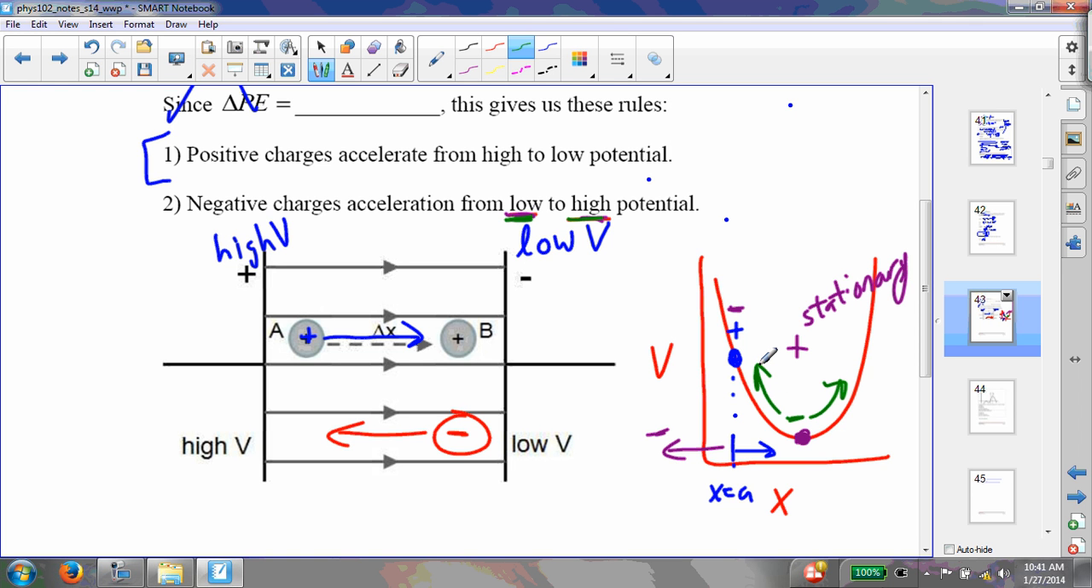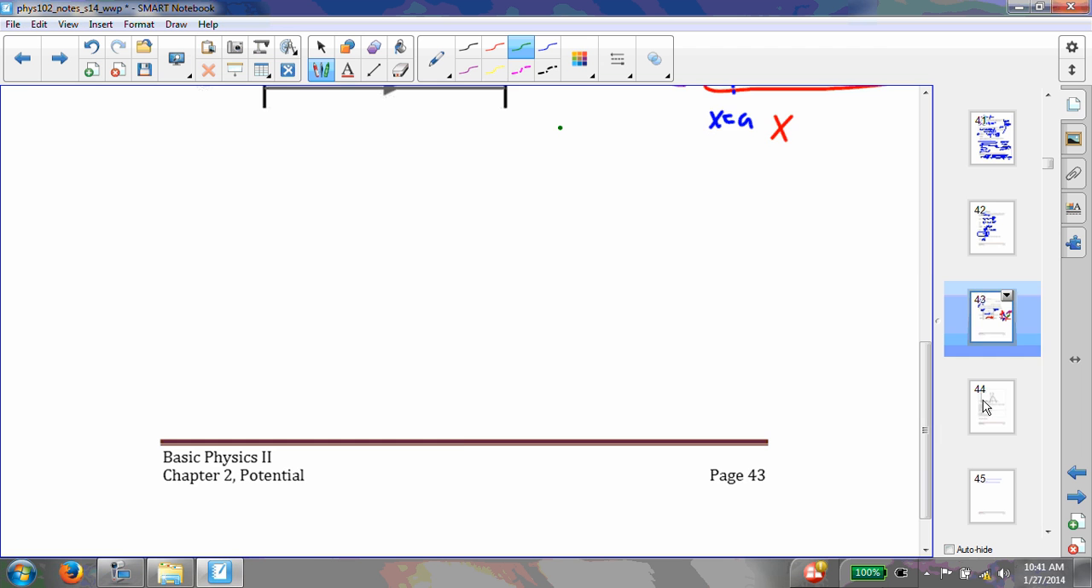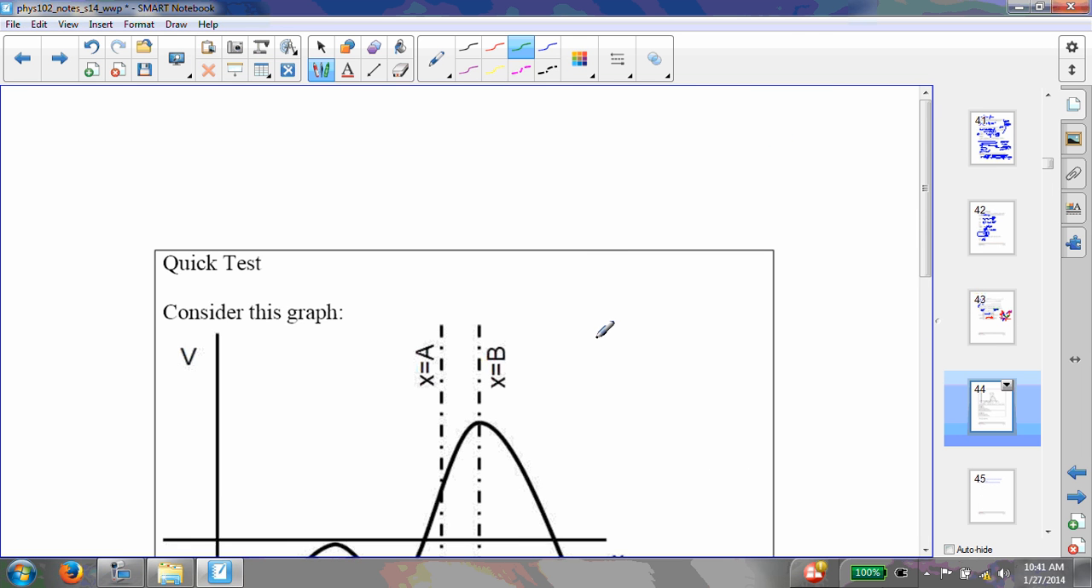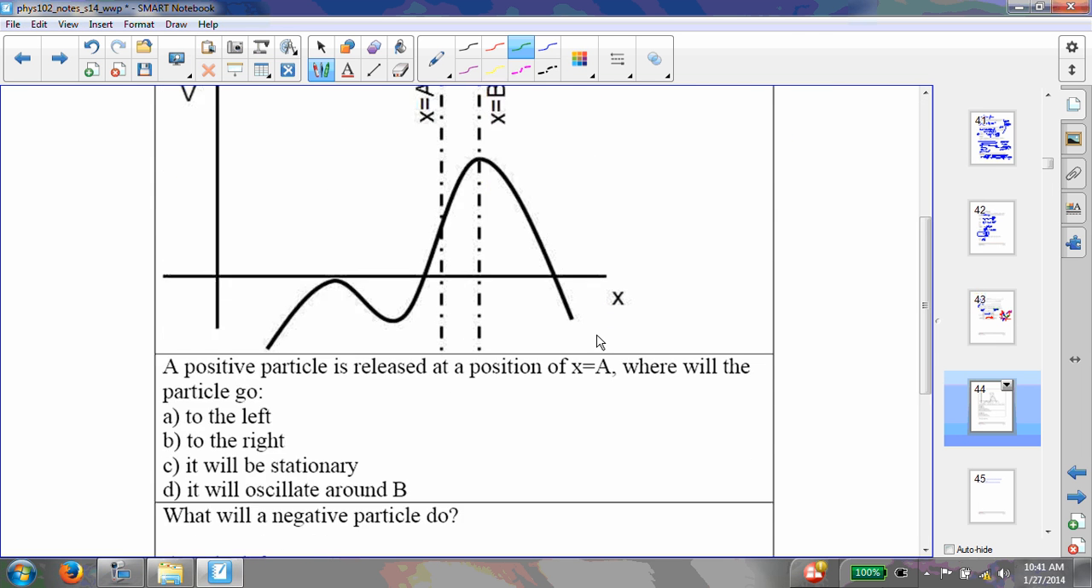You'll see some more questions like this, qualitatively asking you what is the direction that a charge would go in this scenario where you have this electric field or this potential, we call it a potential well. You'll see a question on the next page, and you'll see it in the concept test as well. So you'll get more practice. There's the concept test. I'll leave you to do that.